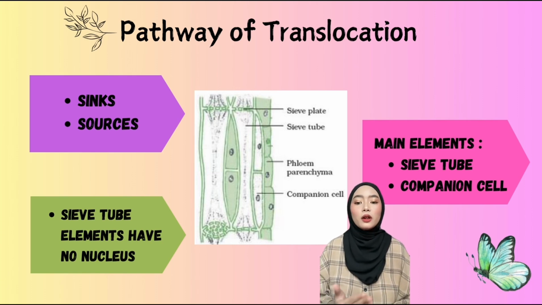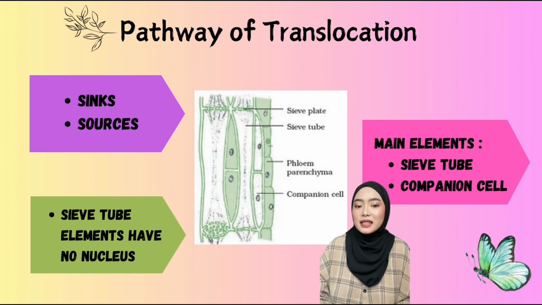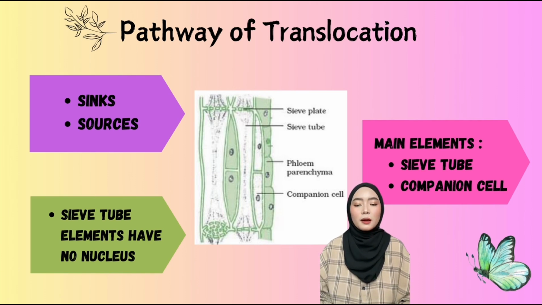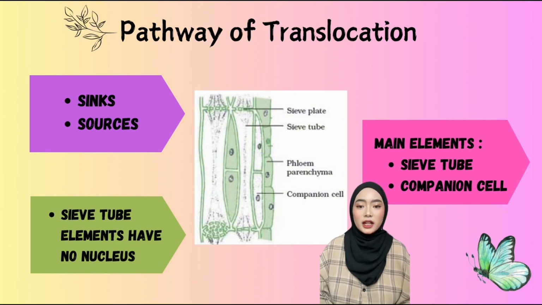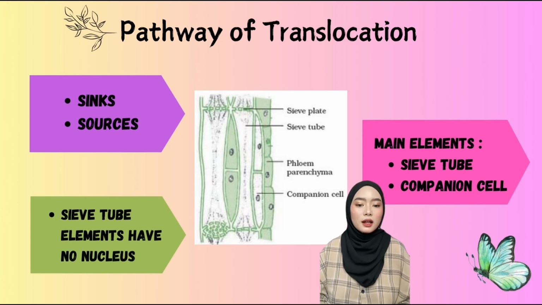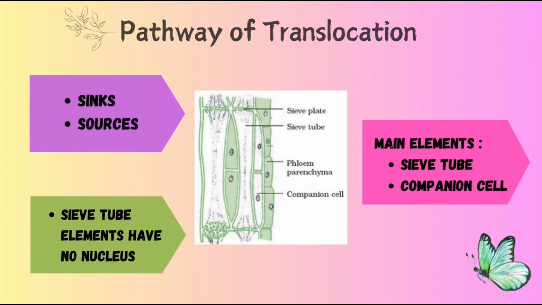Sieve tube elements are elongated cells with large pores, allowing for the movement of sugars and other organic compounds. Companion cells, rich in organelles, support the metabolic functions of the sieve tube elements and provide them with energy and enzymes. This system ensures that photosynthetic products are distributed through the plant for growth, storage, and other metabolic processes.